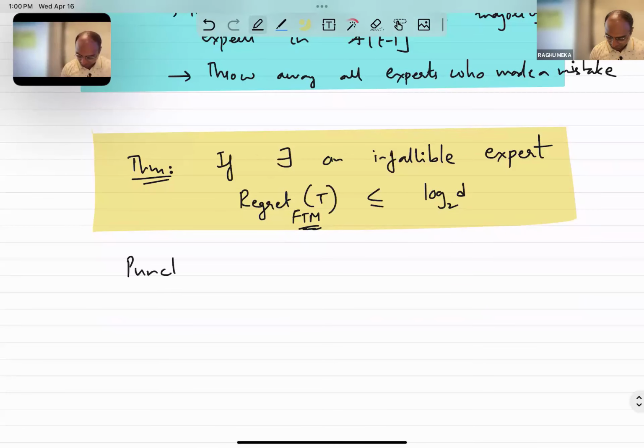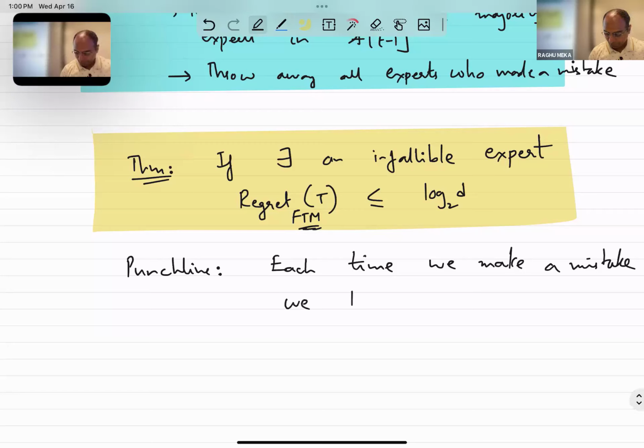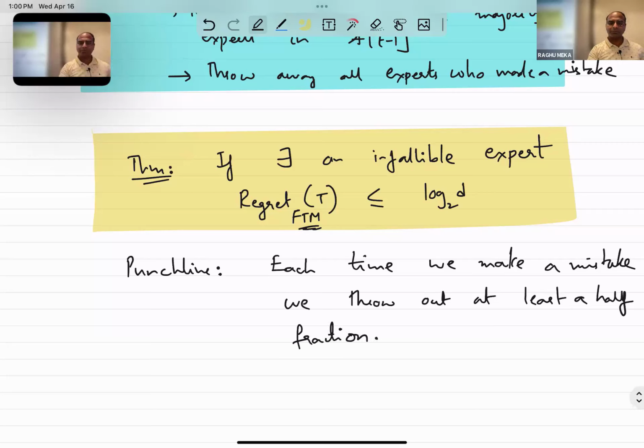So the punchline is just that each time we make a mistake, we throw out at least a half. But potentially you might need log d rounds, okay, but never more.